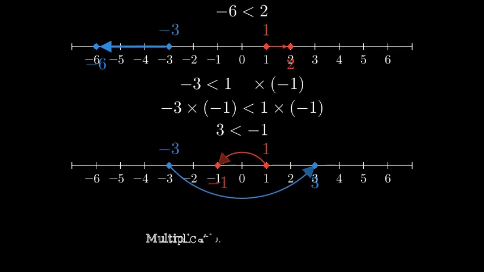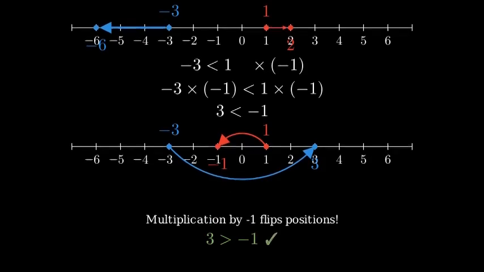Let's see what's happening on the number line. When we multiply by -1, -3 moves to +3, and 1 moves to -1. The positions have flipped. The order is reversed. So, what's the correct way to write this? Since the order has flipped, we need to flip the inequality sign as well. The correct inequality is 3 > -1.